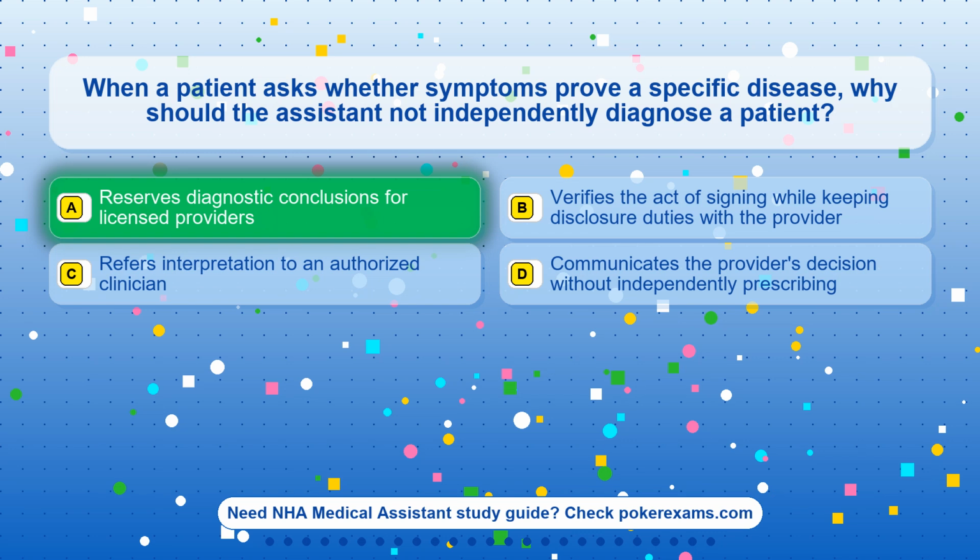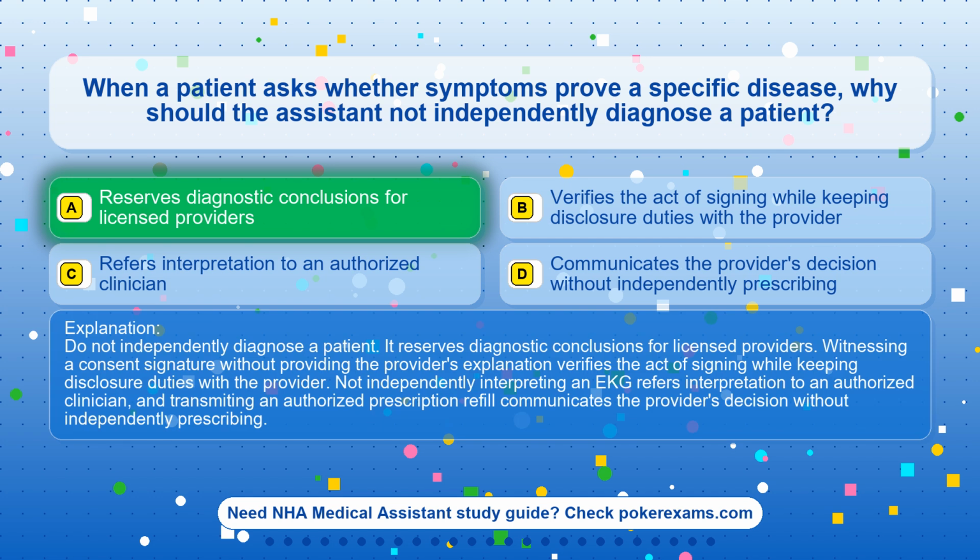The correct answer is option A. Reserves diagnostic conclusions for licensed providers. Do not independently diagnose a patient. It reserves diagnostic conclusions for licensed providers. Witnessing a consent signature without providing the provider's explanation verifies the act of signing while keeping disclosure duties with the provider. Not independently interpreting an EKG refers interpretation to an authorized clinician, and transmitting an authorized prescription refill communicates the provider's decision without independently prescribing.